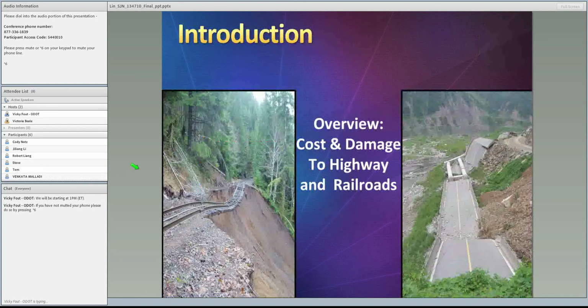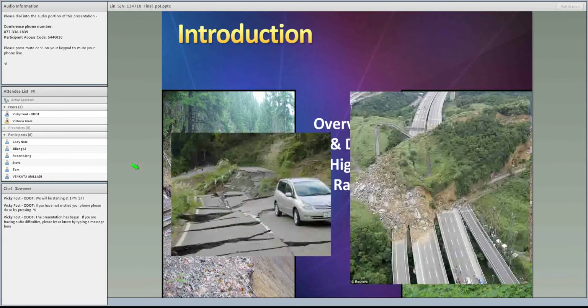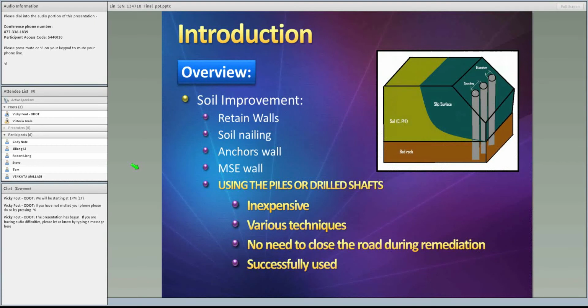Slope failure usually takes a lot of cost and causes damage to the highways and the roads. These are another 2 pictures of slope failures. And usually for soil improvement, we use retaining walls, soil nailing, anchor walls, MSE walls, and we can also use drill shafts. So for the drill shaft stabilizing slope, it is relatively inexpensive and it has various techniques. And also there is no need to close the road during remediation, and it has also been used successfully.